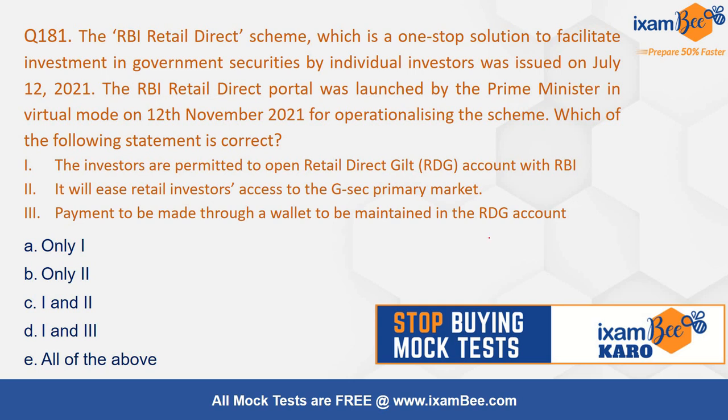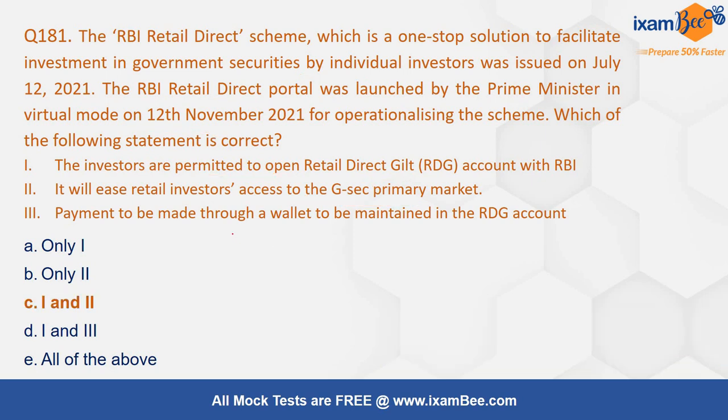The RBI's Retail Direct scheme, which is a one-stop solution to facilitate investment in government securities by individual investors, was announced on July 21. The RBI Retail Direct portal was launched by the Prime Minister in a virtual mode on 12th November 21 for operationalizing the scheme. Which of the following statements is correct? So you and me, as retail investors, can now directly buy government securities. Investors are permitted to open a Retail Direct Gilt account with RBI. It will ease retail investors' access to the government securities primary market. Of course, payment to be made through a wallet to be maintained at the RDG account.